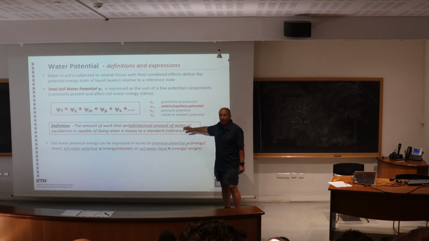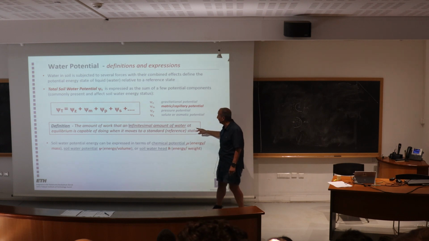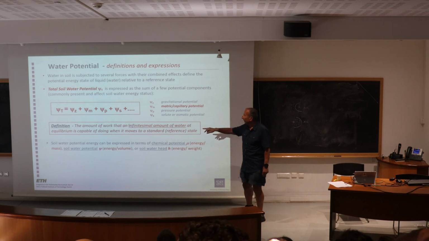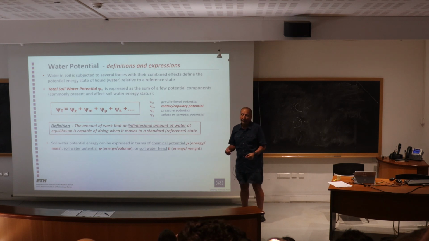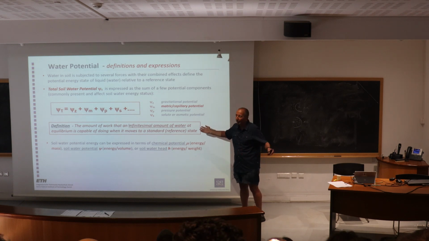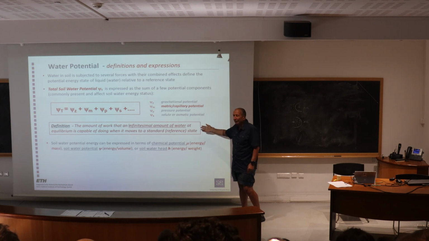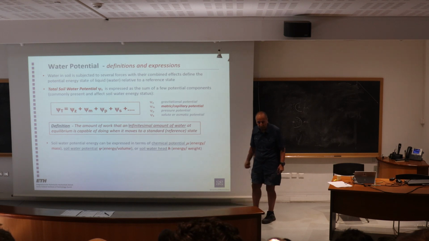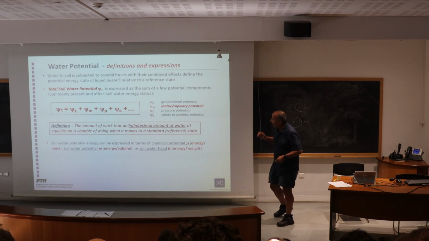And so formally, in lawyer language, it would be the amount of work that an infinitesimal amount of water at equilibrium is capable of doing when it moves to a standard reference state. We're agnostic about whether the work is positive or negative, and that's why we can afford to say capable of doing. In this case, I had to apply mechanical work to squeeze the water. Otherwise, I put a minus sign in front of it: the amount of work that I have to apply to release that water.